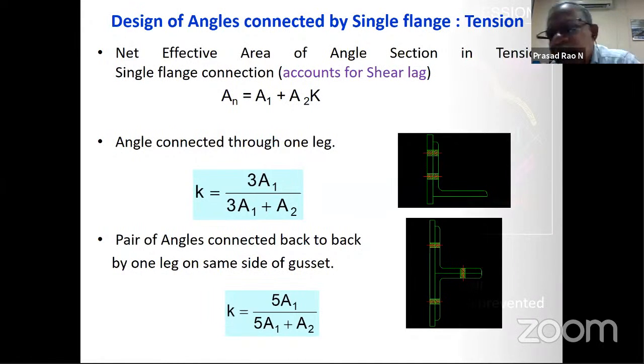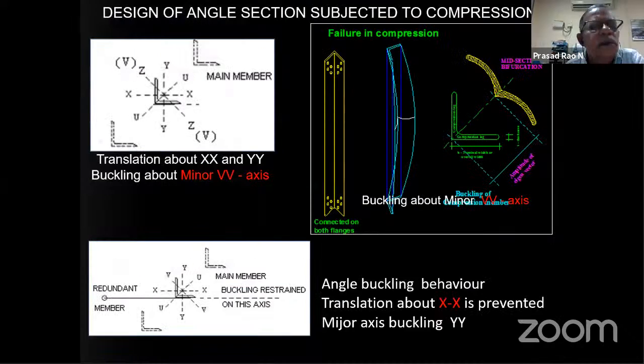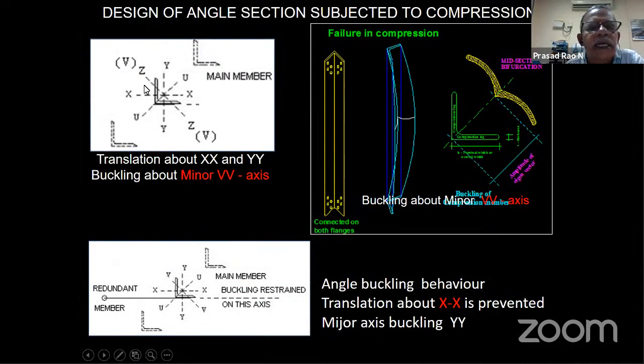Then coming to buckling, you had a nice session earlier, and I will just touch upon it. See, I have a typical angle section. What will happen when I apply a load about the CG? This angle section will try to deform. Either it will go in this direction or this direction. Out of plane buckling. We call this out of plane buckling about the Z axis or VV axis.